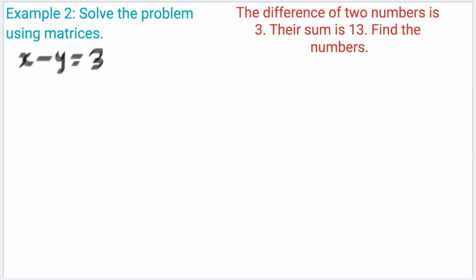The second sentence says the sum is 13. So keyword sum means addition. So if you add X and Y, you get 13. So these are our two equations.